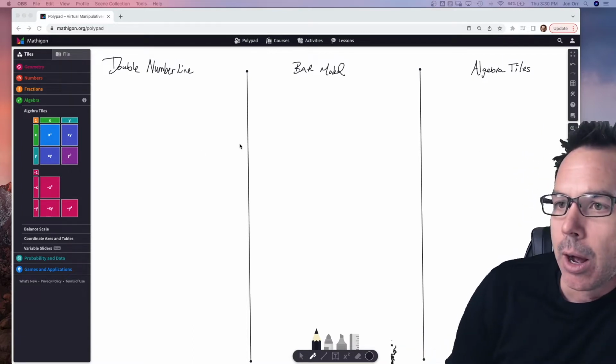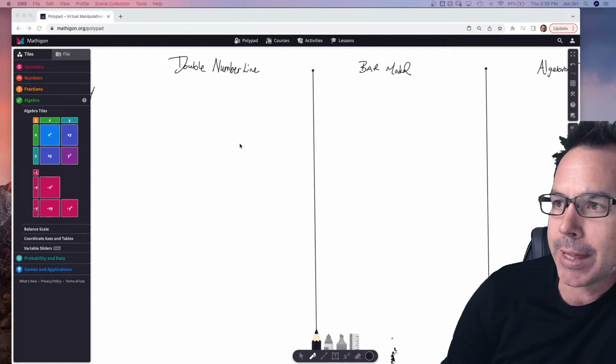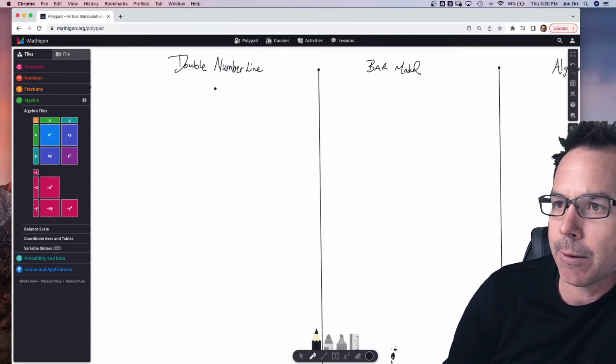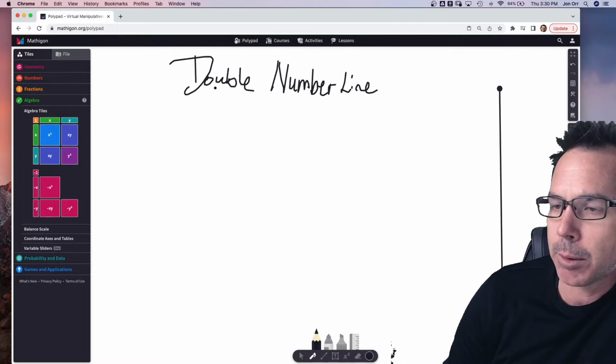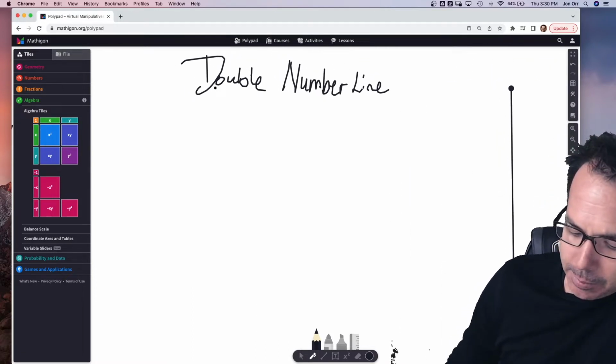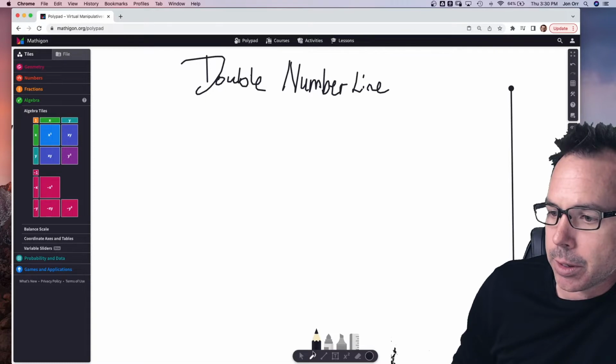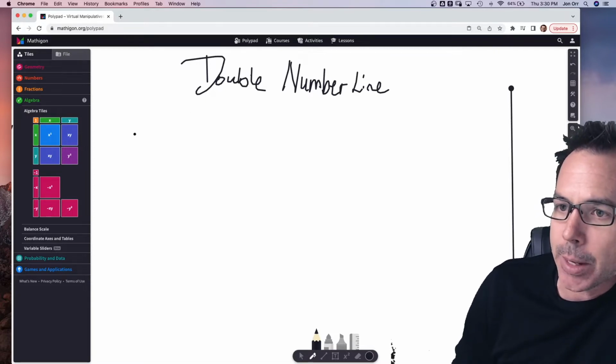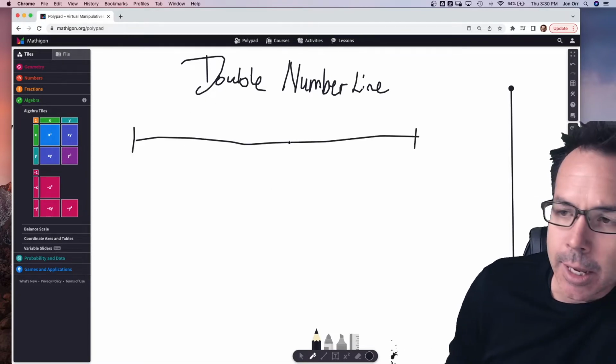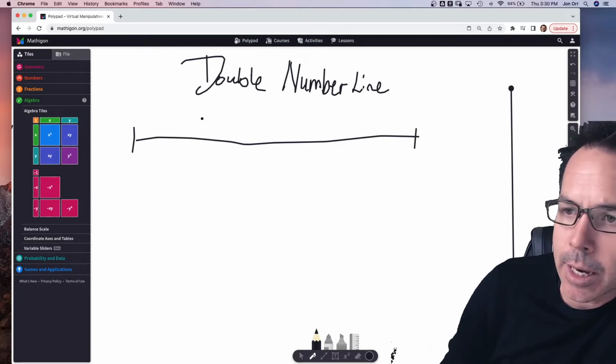So first, let's solve a one-step equation here. I'm going to solve it with each model just to give you a sense of what that might look like. So I'm going to zoom in here to my double number line model as my first. So what we're going to do with our double number line model is set up a number line. Pardon my ugly wonky number line here.